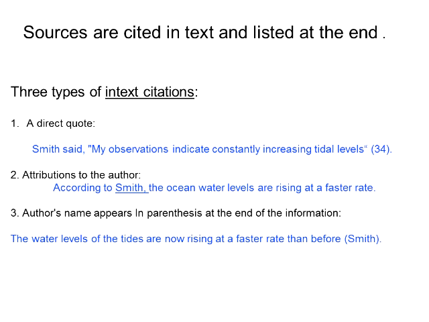Notice how that is the same idea, but you're attributing it to the author, but it's not word for word. Another way to cite information that you're paraphrasing is to put the author's name in parentheses at the end. And here we have the paraphrase: the water levels of the tides are now rising at a faster rate than before. So where do we put the parenthesis?